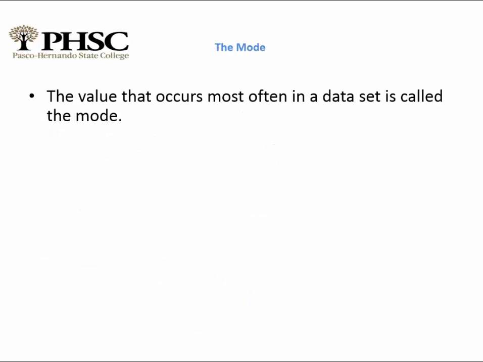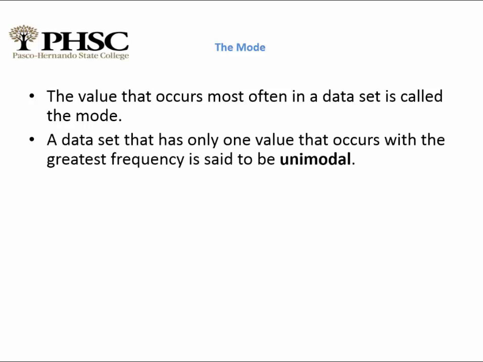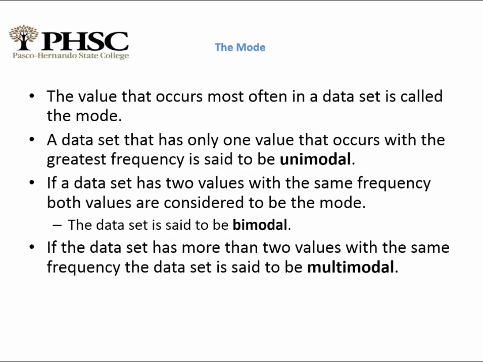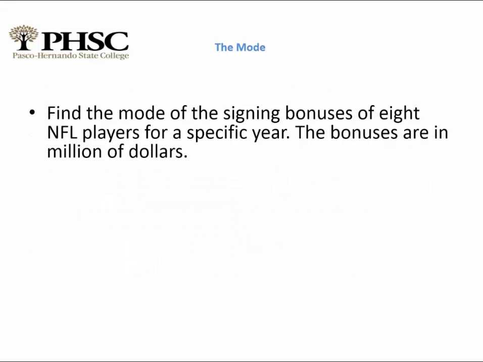Now the mode. The mode is simply the value that occurs the most often. A data set that has only one value that occurs with the greatest frequency is unimodal. If there are 2 values, it's what we call bimodal. And if it's more than that, it's what we call multimodal. So here's an example to find the mode.